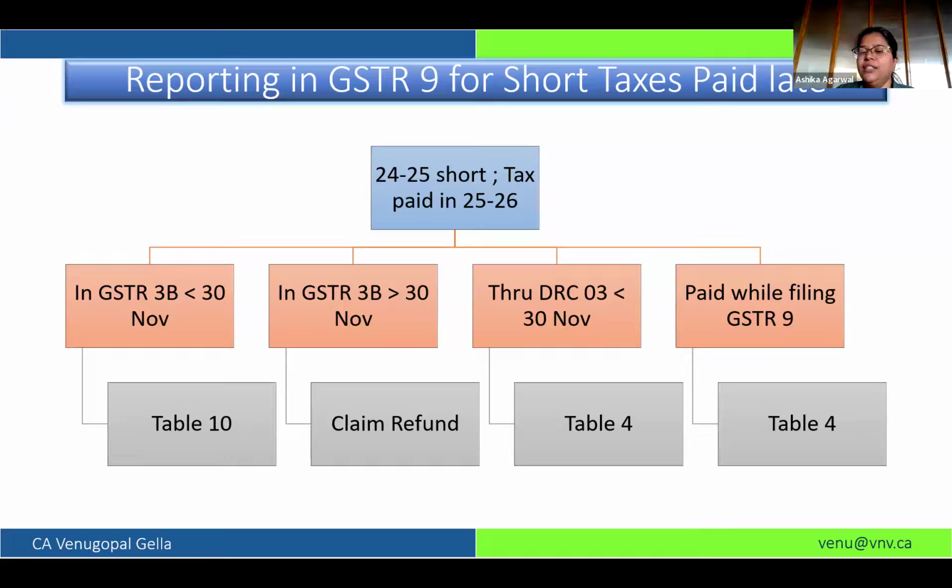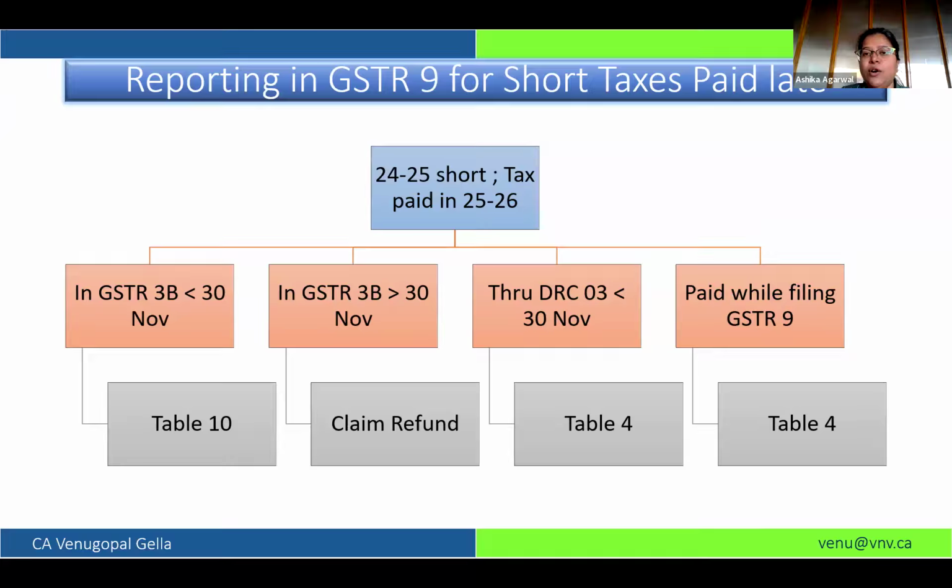If you have paid through DRC 03, then in GSTR 9, it forms part of table 4 because it's not a spillover. In DRC 03, you will select that the period is 24-25, so it will become that year's liability itself, and it will be reported in table 4. Similarly, if you have selected to pay while filing GSTR 9, there is an additional liability column. You can pay through 9 directly also. Then also it will form part of table 4.